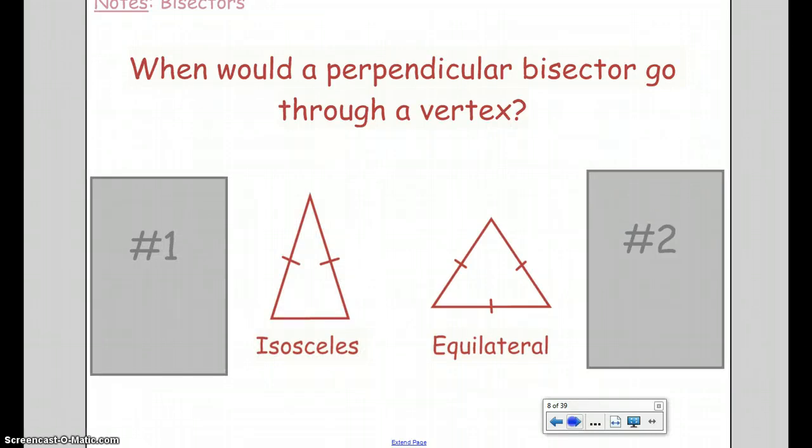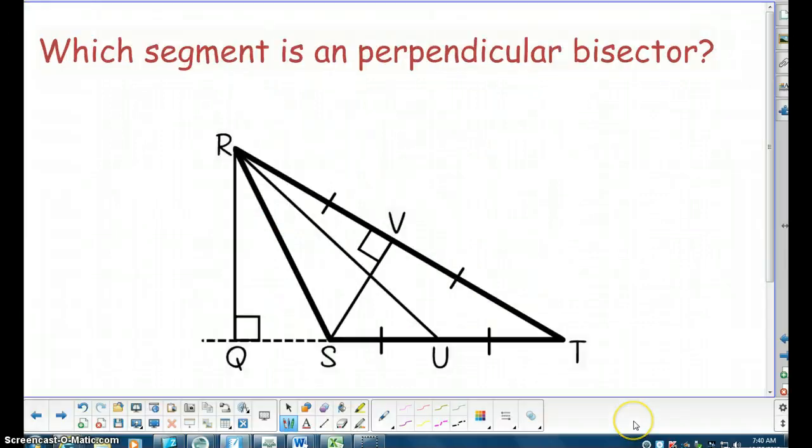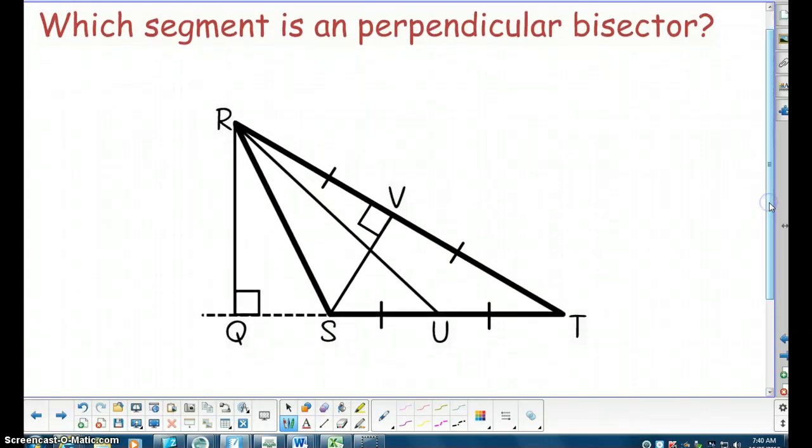When would it go through a vertex? Isosceles and equilateral. It's a very small box. When would it go through a vertex? Isosceles and equilateral. All right, special cases. I'm going to get my highlighter out. Who would like to come to the board and highlight the perpendicular bisector? It's fun. Come do it.